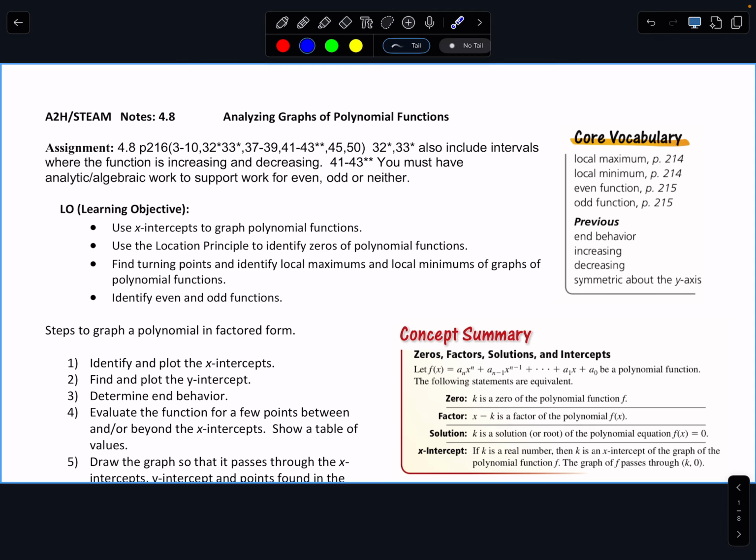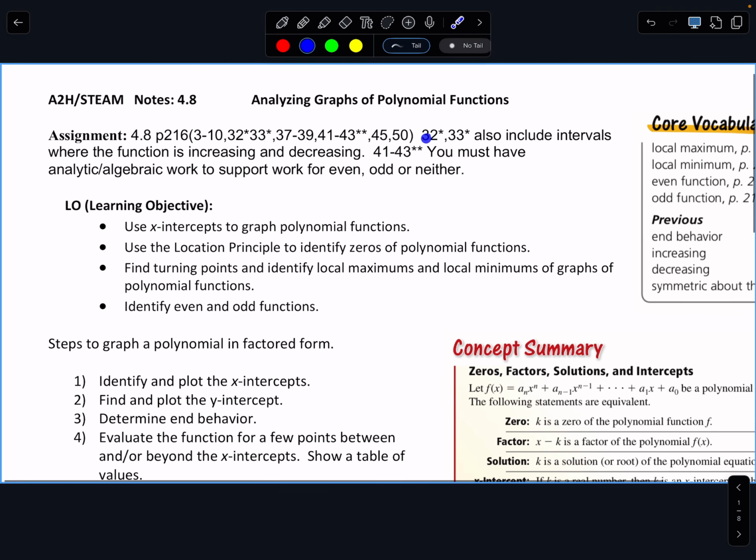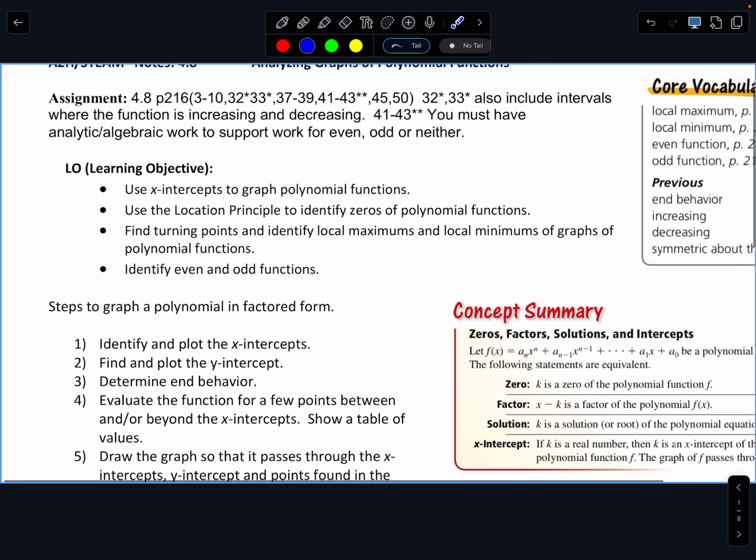By the way, when you get to your homework, make sure you read through this. On 32 and 33, include intervals where they're increasing, decreasing. For 41 to 43, you have to have algebraic work as I'm showing in the notes to support whether the functions are even or odd. So anyway, going back, you're going to get polynomials that you graph that are already in factored form.